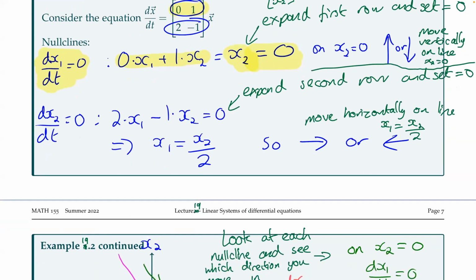And likewise, when we do the second row, if we expand by the second row and set that equal to 0, that means that our second variable is equal to 0. If we set that up as our vertical axis, then we know that we can't be moving up or down because there's no change in x2. Does that make sense? Okay. Any other questions? Okay, let's do some problems.